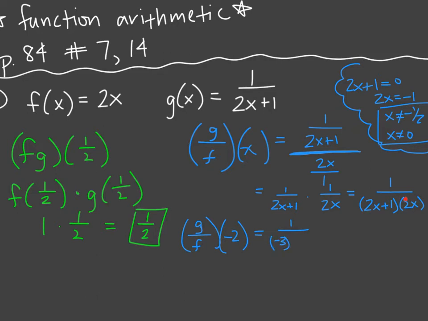And then over here, we'll have 2 times -2, which is -4. So in our denominator, we'll have positive 12, so 1/12.